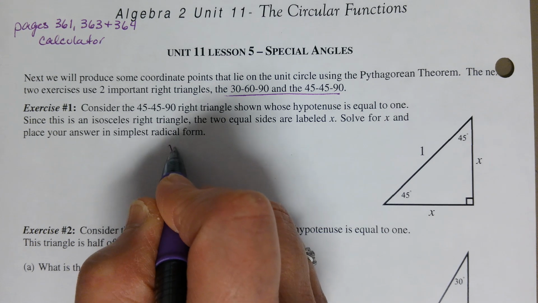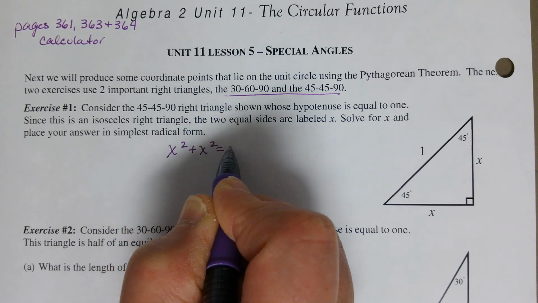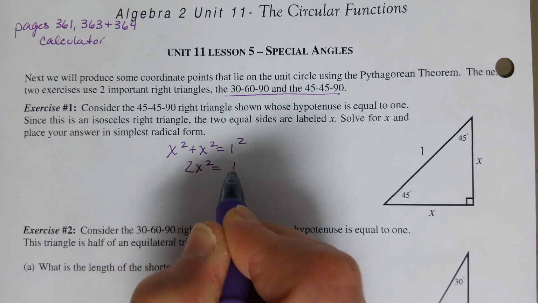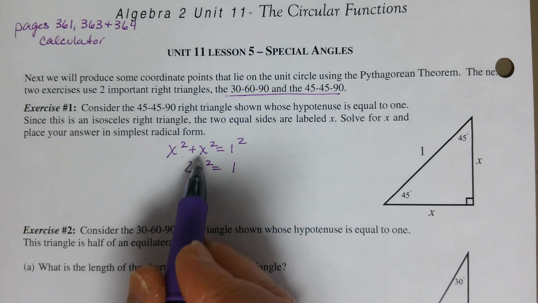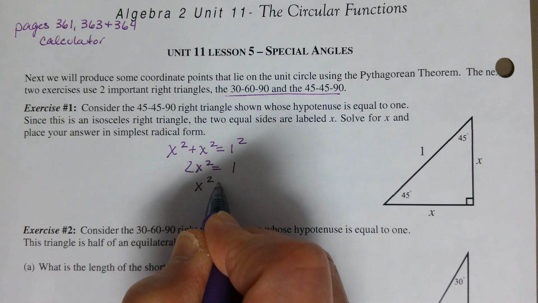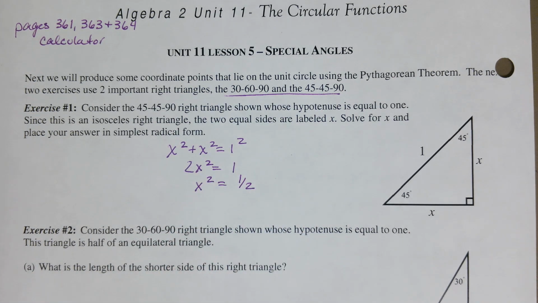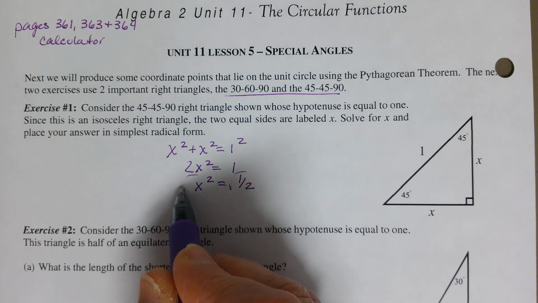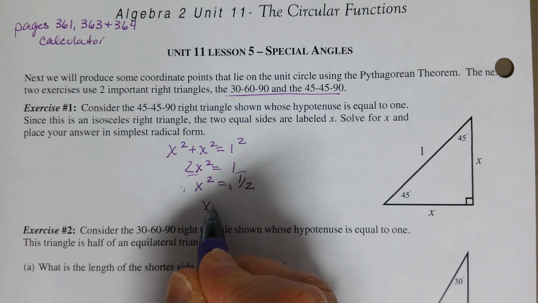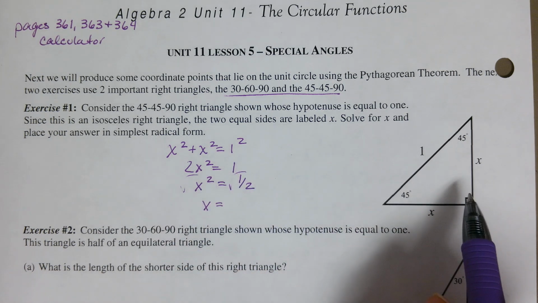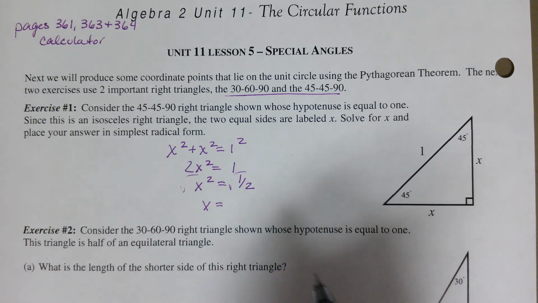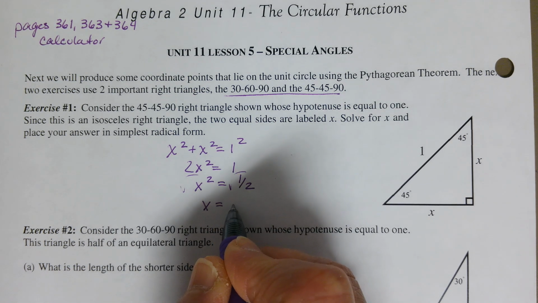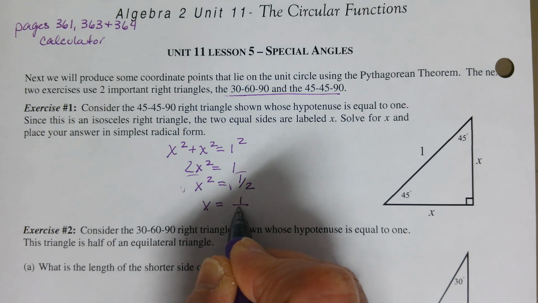Okay, so using Pythagorean theorem, x squared plus x squared is equal to the hypotenuse squared. 2x squared equals 1. Let's get x squared by itself. Divide by 2. And now we take the square root of each side. X equals, and it represents the length of a side of a triangle, so we could ignore the negative. So this is the square root of 1 half, which is 1 over square root of 2.